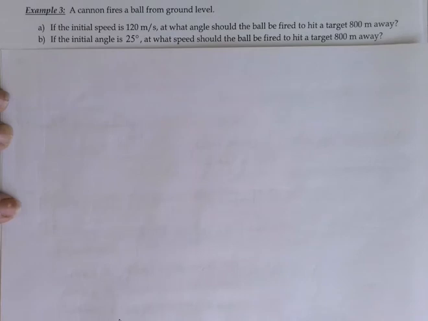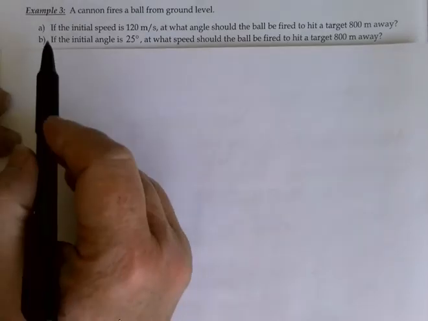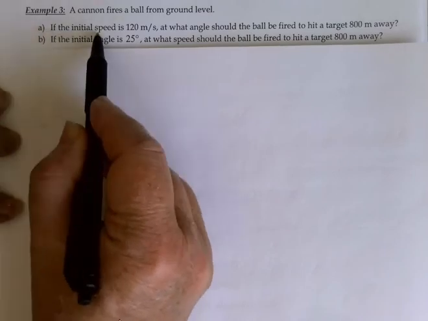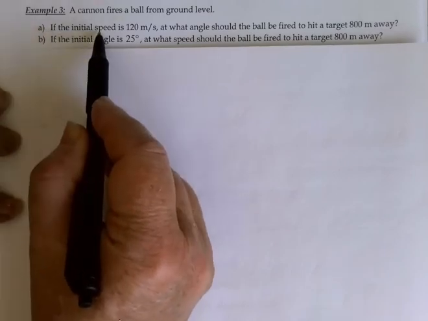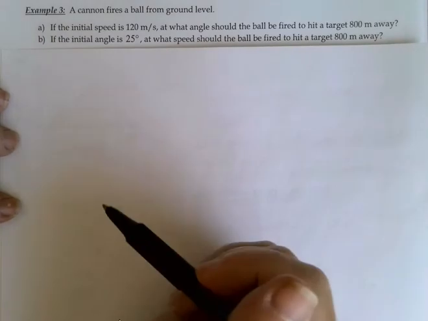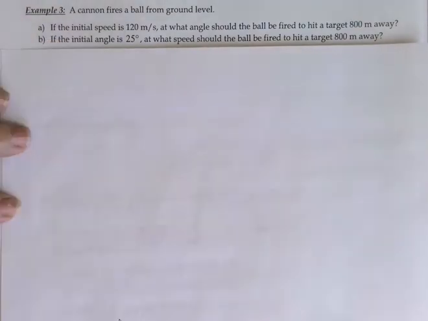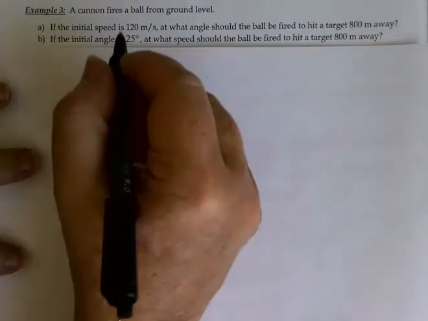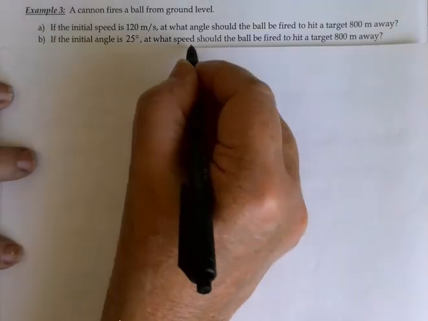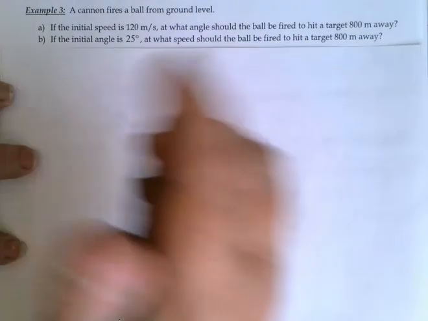So this is section 11.7, part 3. We just finished doing example 3a, where I gave you the initial speed for this cannonball, and we tried to figure out the angle. We're now going to look at part B, where I give you the initial angle, 25 degrees, and ask about the initial speed.